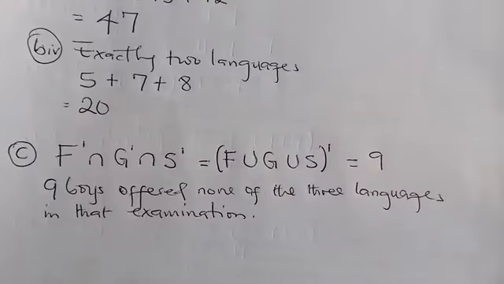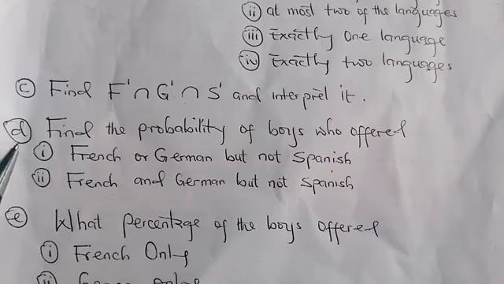Remember, we calculated and found that there were altogether 80 boys in that examination. However, 9 boys offered none of those 3 languages. So that is all about the C part of this question. Next, we have the D part of this, saying that we should find the probability of boys who offered French or German but not Spanish, and then French and German but not Spanish.